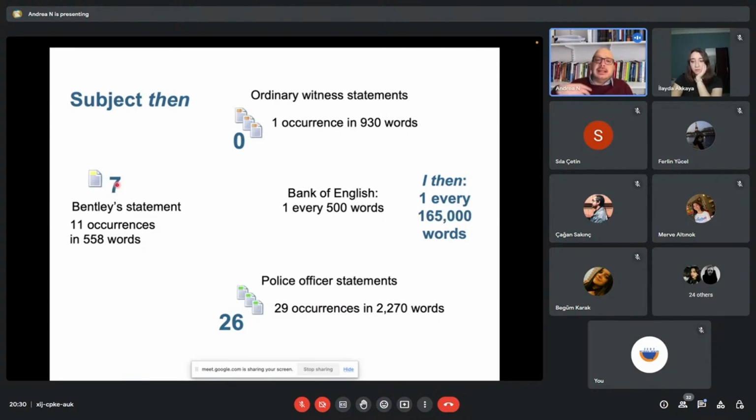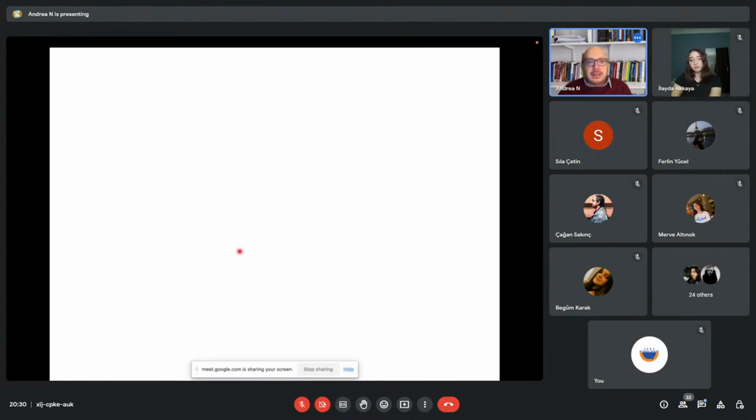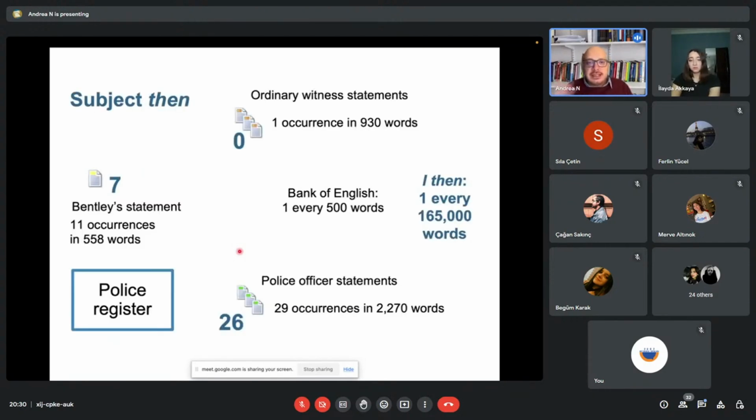So this is basically evidence that these statements were not his words, like these ordinary witness statements, but were actually more similar to statements that the police makes. And this is what Malcolm Coulthard called police register, right? So it's the way that police officers speak, or in this case, write. Okay, so it's a similar case, right? Even though it's clearly a different time, what they have in common is that there is no recording, so we can only trust one side or the other.